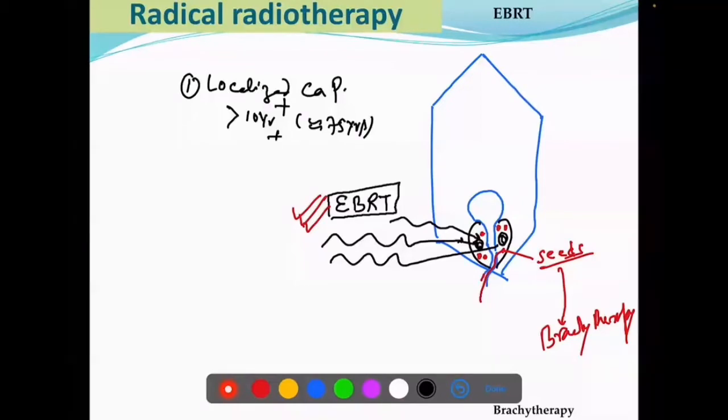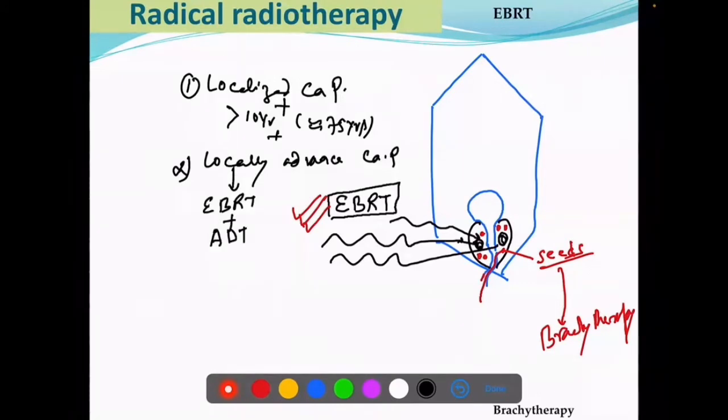Plus, you can also apply radical radiotherapy in the case of locally advanced prostate cancer, especially T3 disease. And after doing radical radiotherapy, you have to add some adjuvant therapy like ADT.